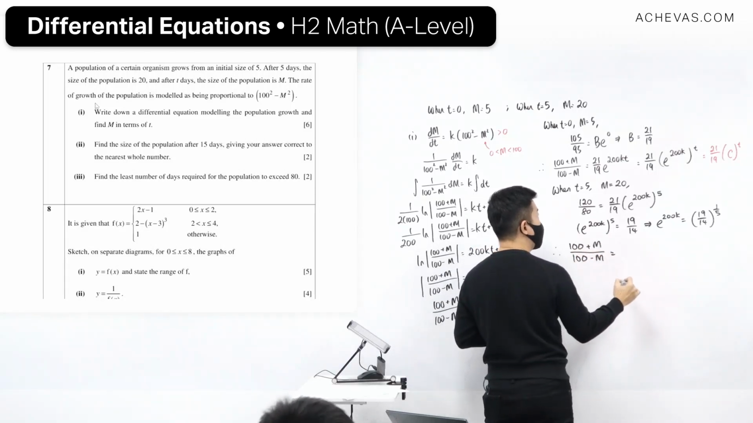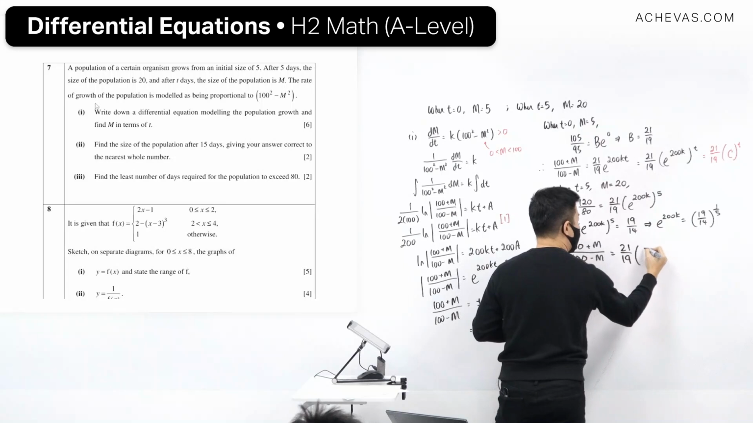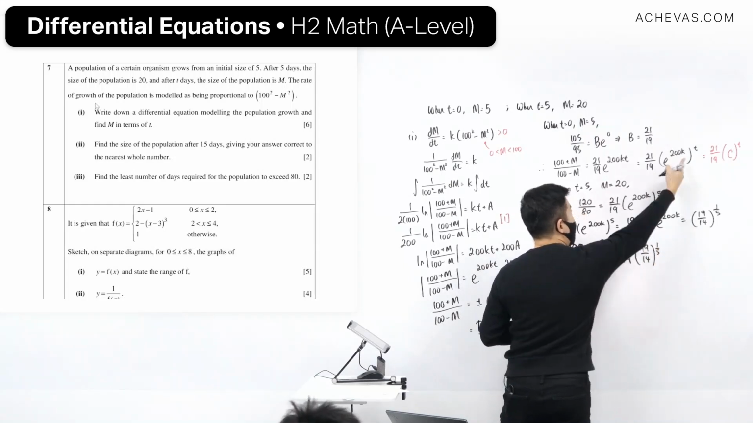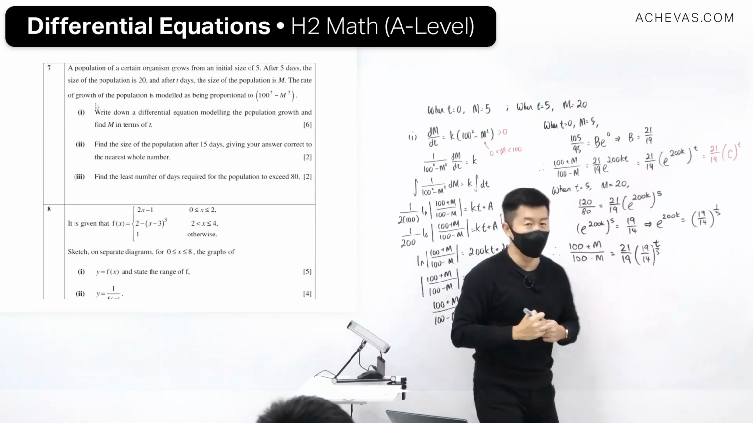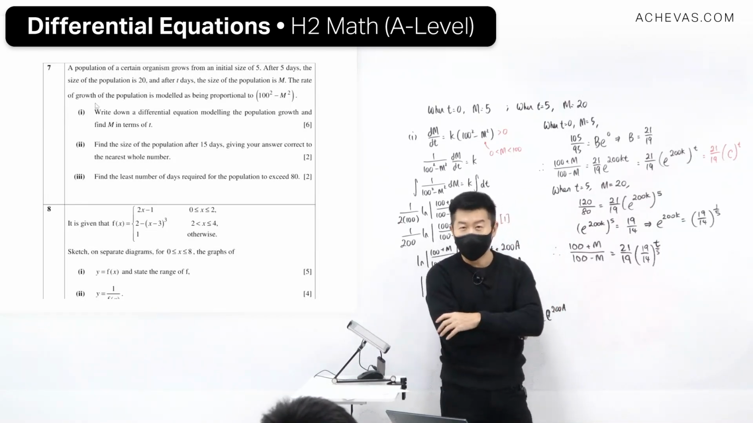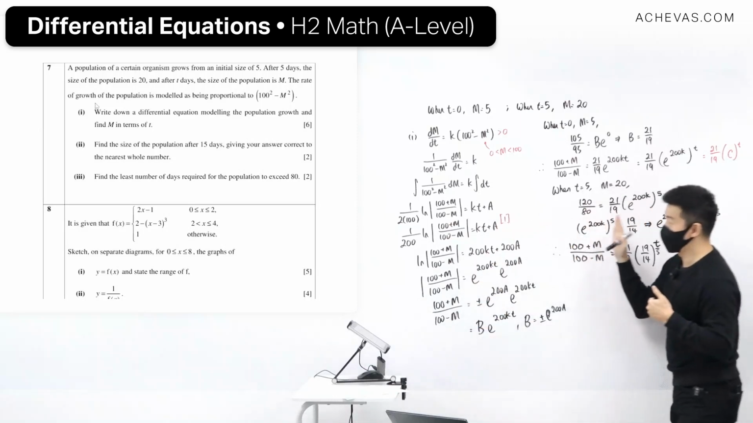This is equal to 21 over 19. I'm going to replace this with 19 over 14 to the power of 1 over 5, to the power of t. Then this is going to be 1 over 5 times t, so we have 19 over 14 to the power of t over 5. Still complicated, but at least this is the most efficient way that as of now I can think of to try to come up with the entire solution.